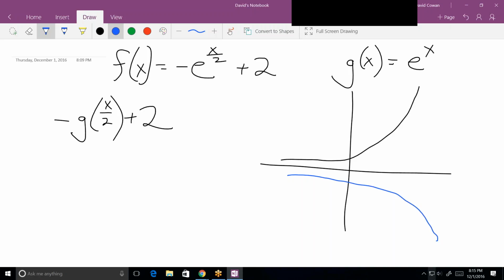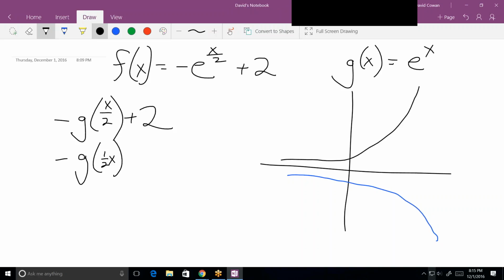Now, inside the function is, what would that be? What kind of a transformation would that be? Would what be? The x over 2. It's the same as x times 1/2. Okay, you're right. So I could have written this as minus g of 1/2 x. So what are the consequences of that 1/2?